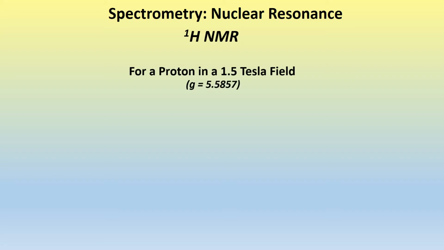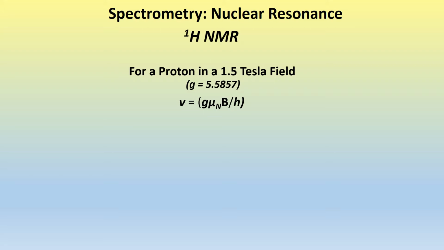We will begin this overview by looking at hydrogen NMR. A hydrogen 1, as you know, is simply a proton. It has a dimensionless g value of 5.5857, and therefore its precession frequency, as with any charged particle, is the g value times the magneton times the applied field divided by h.